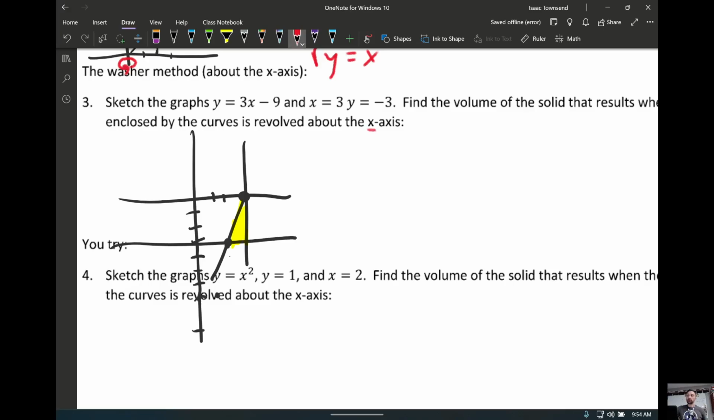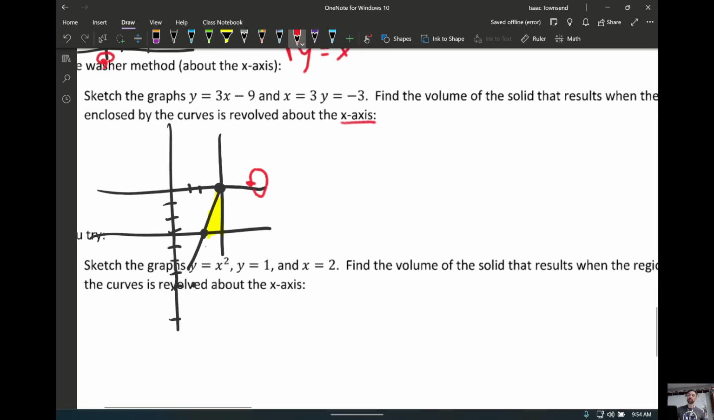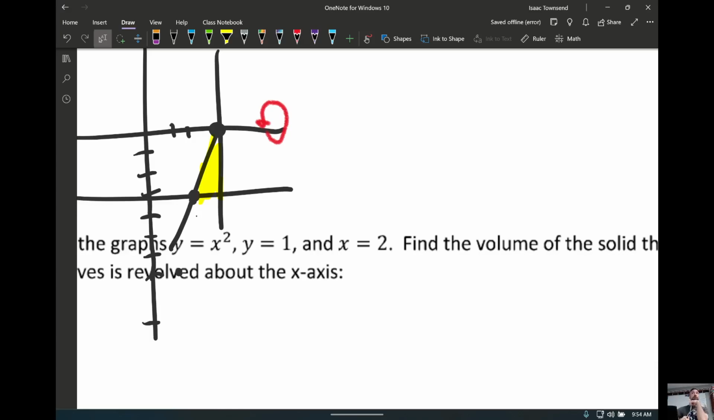Okay, now I'm going to rotate it around the x-axis, which is right here for me. So again, it's the same thing I just said, except I'm trying to do it around the x-axis. Now, to me, I can instantly see this is a washer method and not a disk method. And here's how I know that.